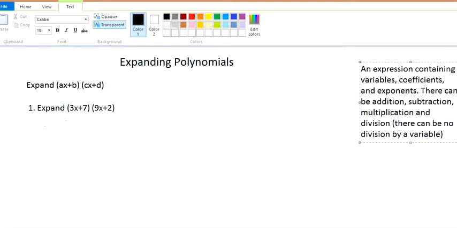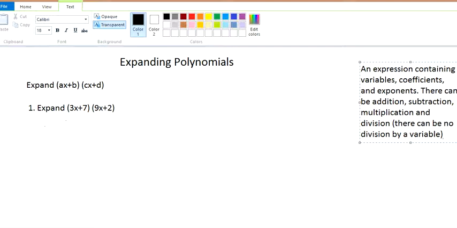Now, there are many forms of polynomials, so let's first take a look at this form. (ax + b)(cx + d). So in this case, we can see that there's one constant, or rather two constants, and only one variable, which is x. So let's try it with this example here. Expand (3x + 7)(9x + 2).